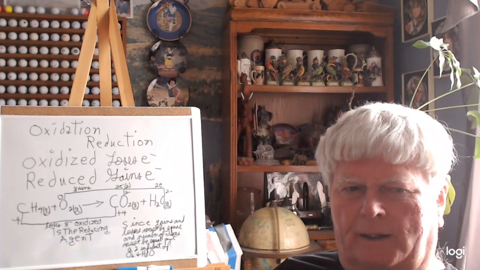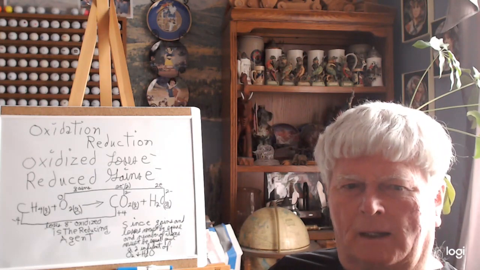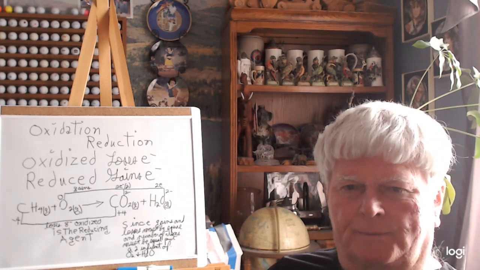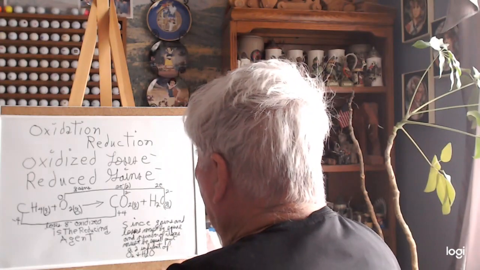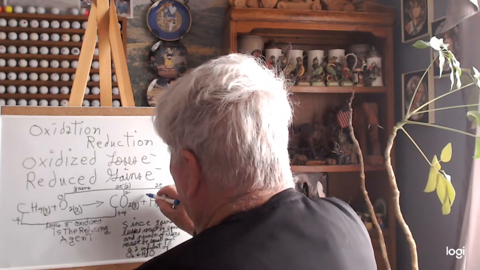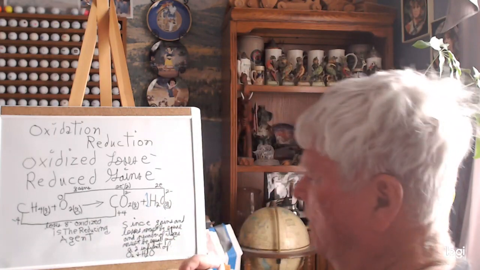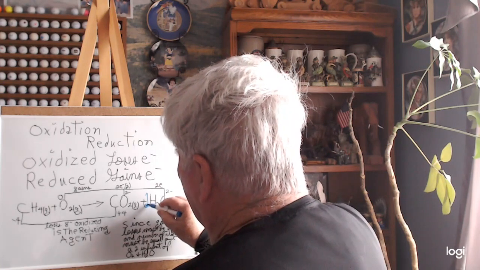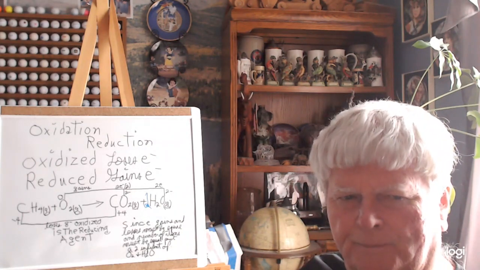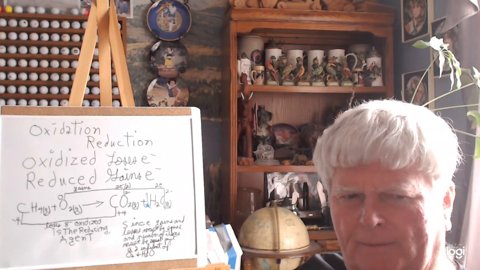Note your carbons are 1, 1 on either side. Hydrogens, however, 4 hydrogens in the methane and only 2 in the water. So to balance that, we simply put a 2 in front. As I've schooled you earlier, that's the easiest way to balance equations. But now we have a quandary.